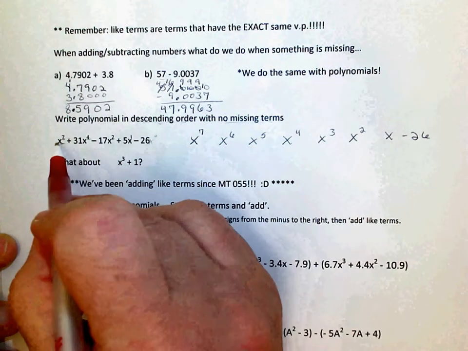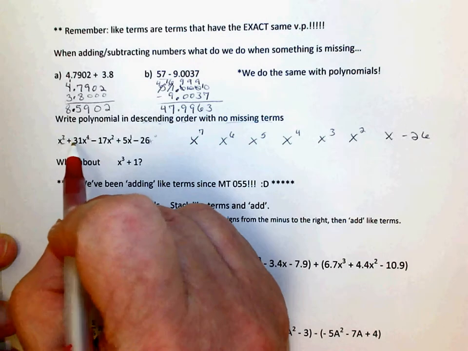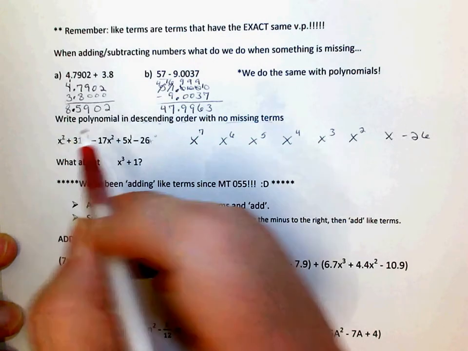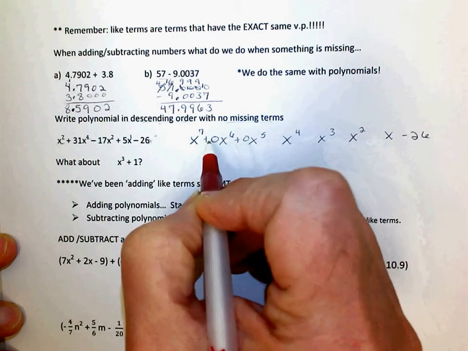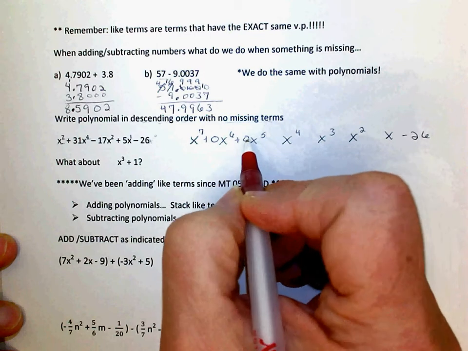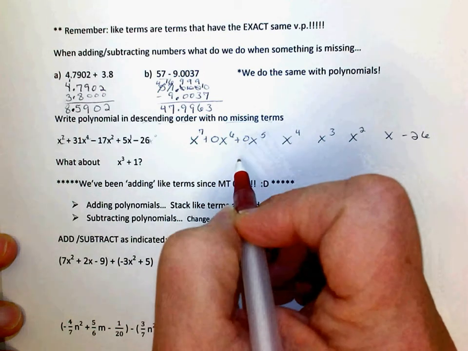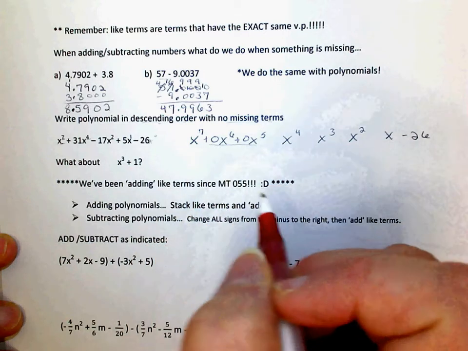Now the number in front of x to the 7 is 1. We don't have an x to the 6 or an x to the 5, so we say plus none of them, because 0 times x to the 6 is 0. And 0 times x to the 5 is 0. So I haven't changed this by putting those in there.